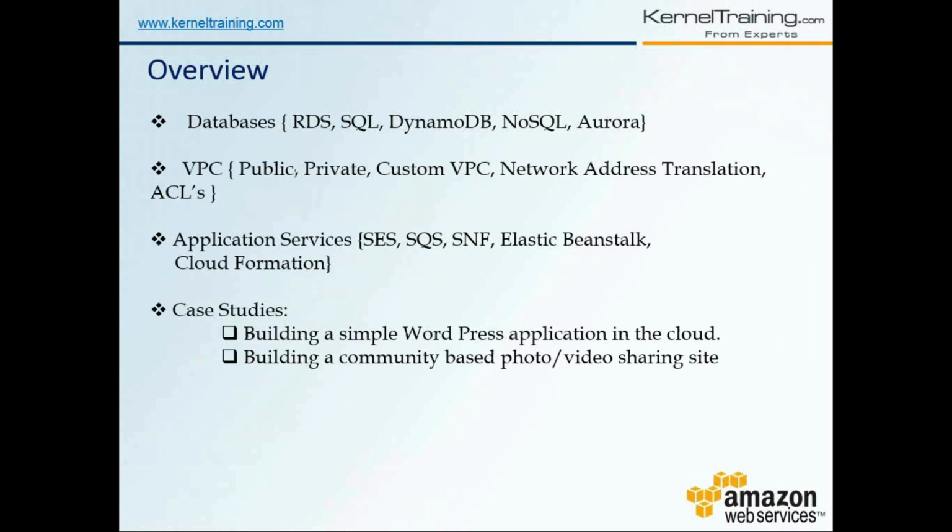And coming to the database, we have different databases in AWS. So we have RDS, SQL, DynamoDB, NoSQL, and Aurora. We have other types also like MySQL. We have Microsoft SQL Server. We'll be discussing all these things once we jump into the detailed services.